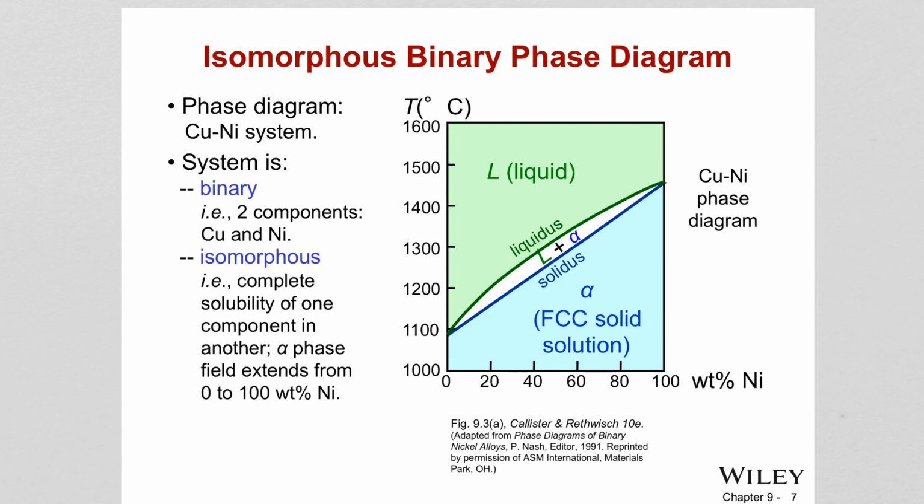The copper and nickel system is termed an isomorphous binary phase diagram. This term is used because they have complete liquid and solid solubility of the two components in the liquid and the solid form. So binary means two components.